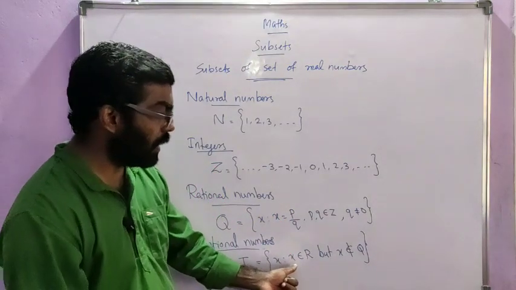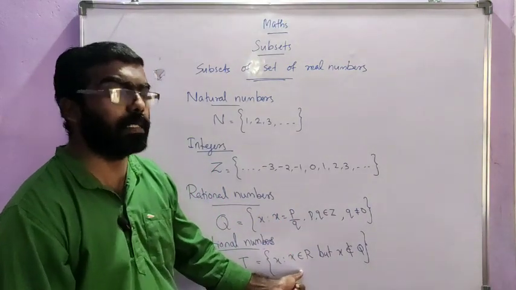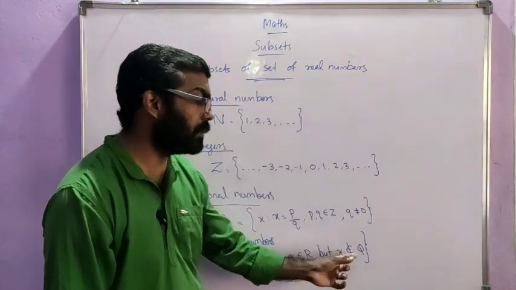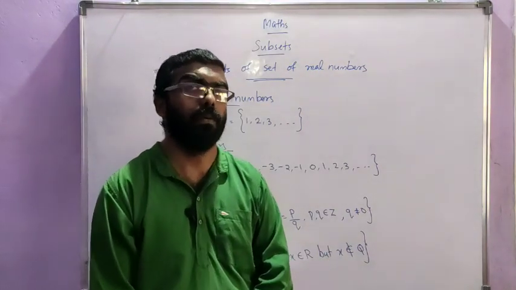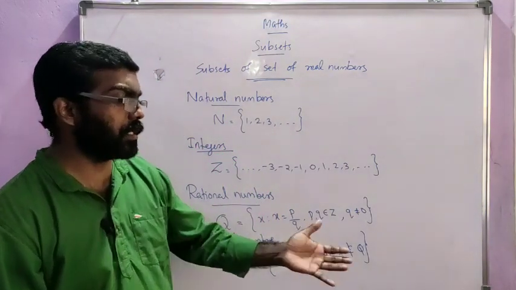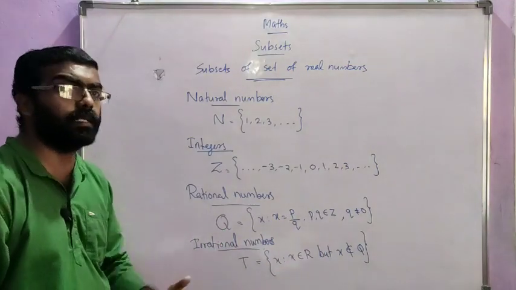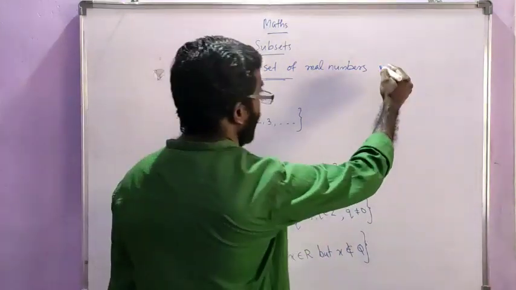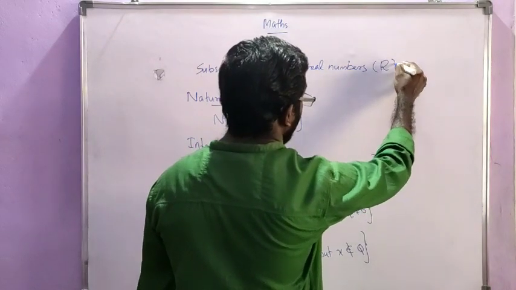That I write here: x belongs to R. X belongs to R means x is from the set of all real numbers, but x doesn't belong to Q. The real numbers that are not rational are called what? Irrational numbers. Clear? Real numbers are normally denoted by the capital letter R.